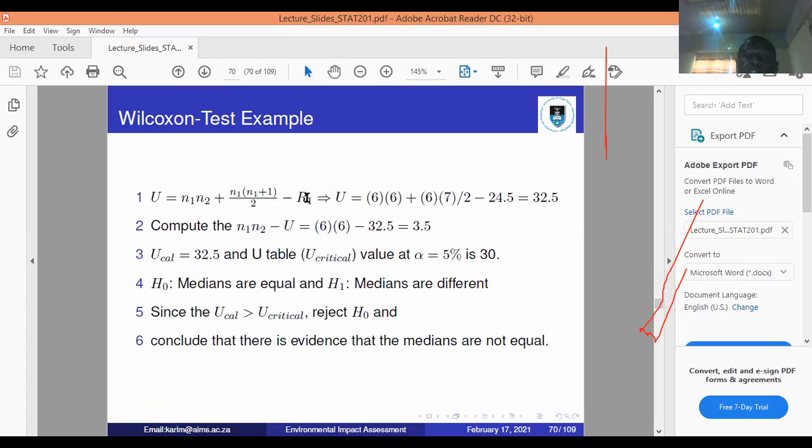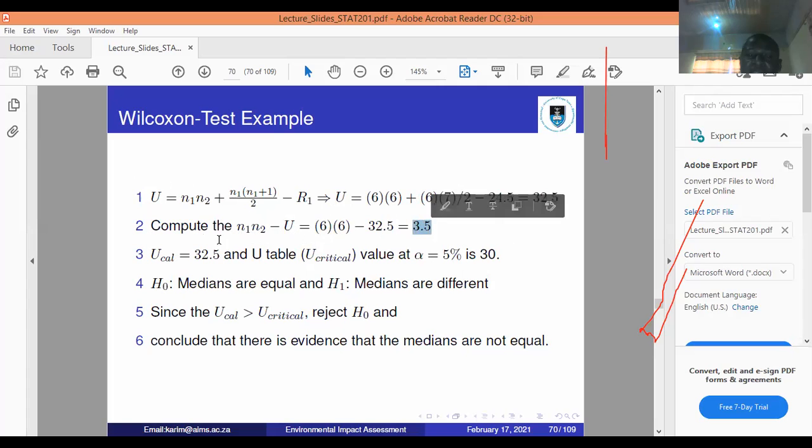But before we choose the 24, we have to check, so let's compute our U first. So we have N1 N2, which is 6 times 6, plus N, which is 6 plus 1, and that is 7. So we multiply, divide by 2, minus 24.5. And that will give us 32.5. Now let's compute this here to see whether it is going to be larger than this or not. So it's going to be 6 times 6 minus the value we have here, 32.5. And that will give us 3.5.